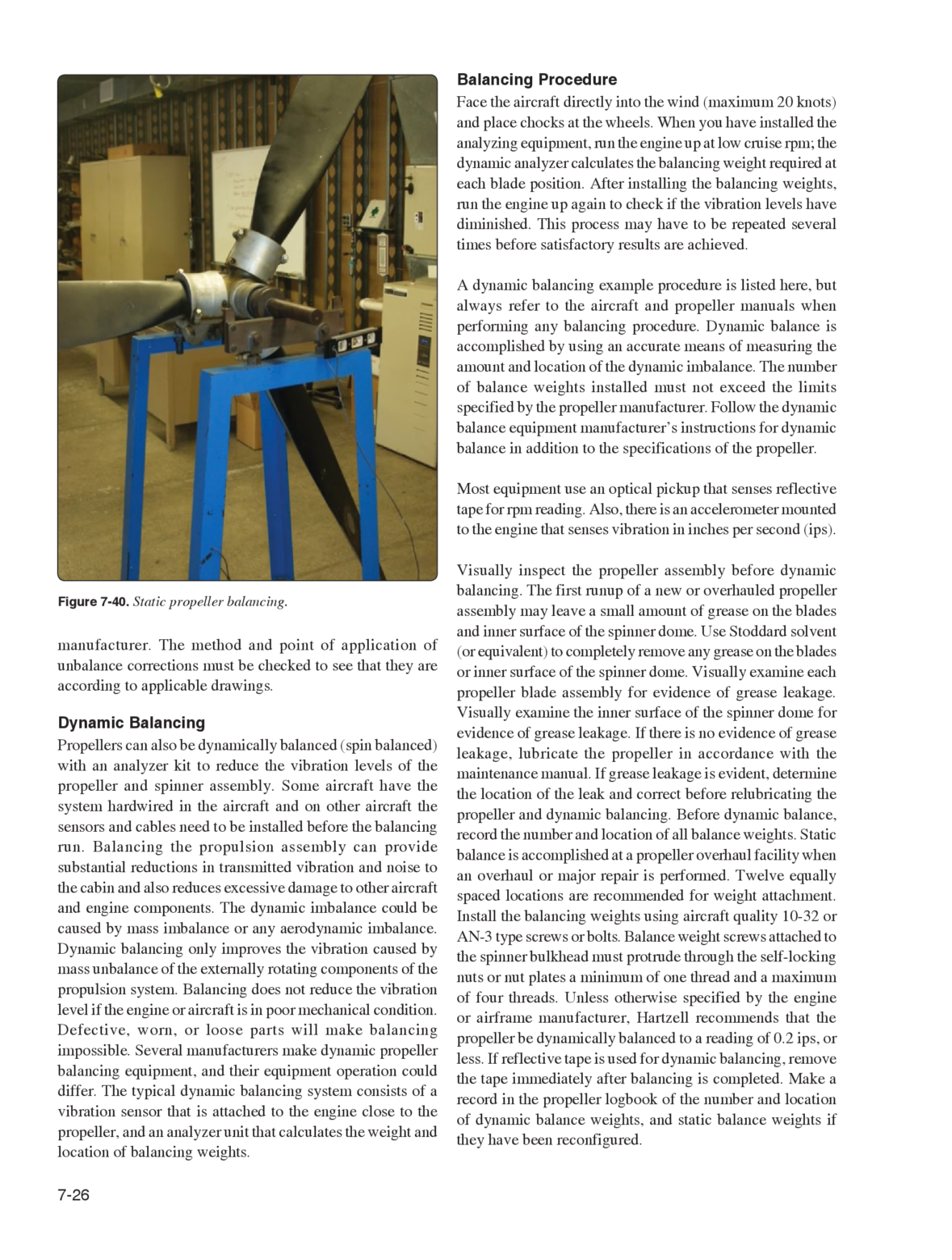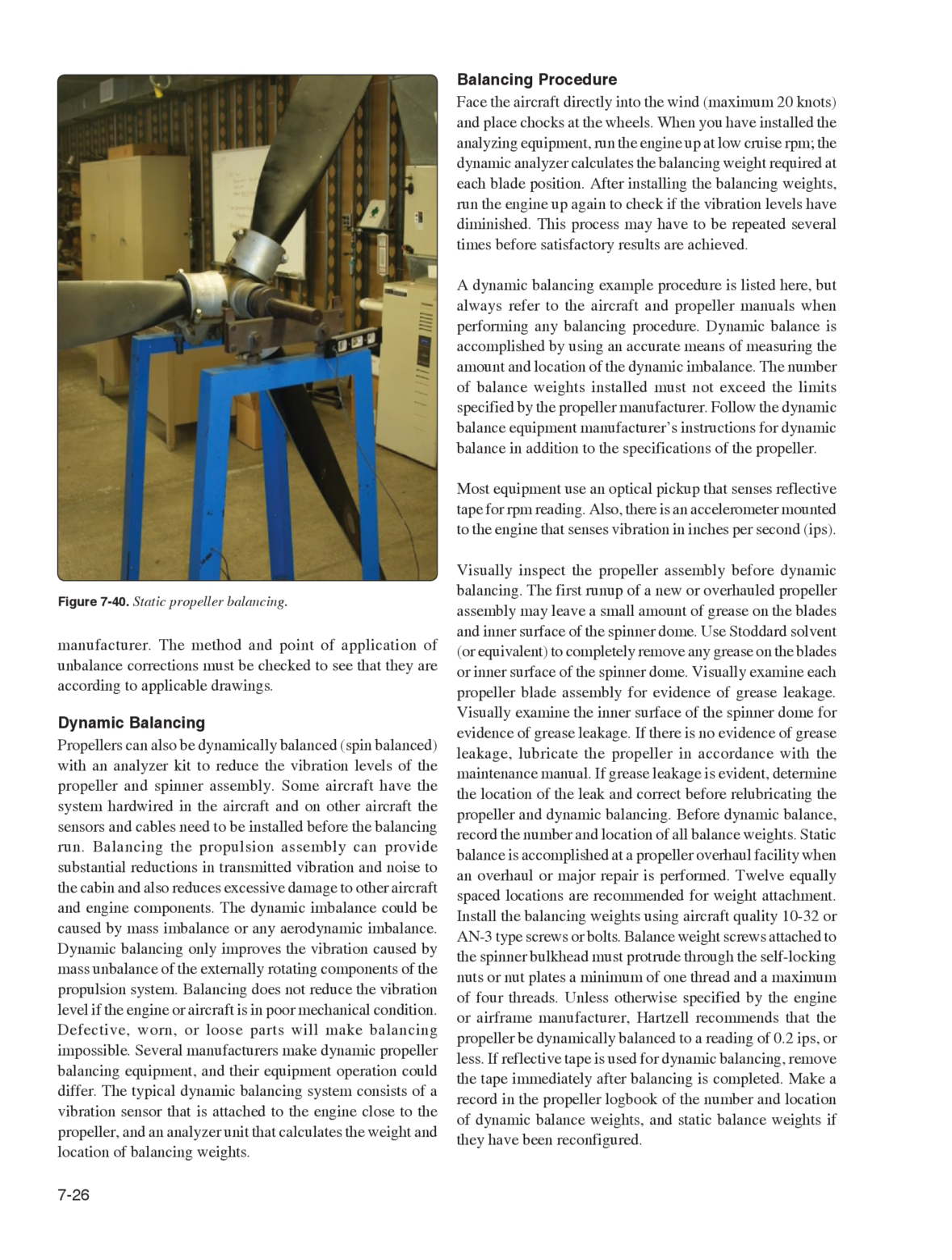A dynamic balancing example procedure is listed here, but always refer to the aircraft and propeller manuals when performing any balancing procedure. Dynamic balance is accomplished by using an accurate means of measuring the amount and location of the dynamic imbalance. The number of balance weights installed must not exceed the limit specified by the propeller manufacturer. Follow the dynamic balance equipment manufacturer's instructions for dynamic balance in addition to the specifications of the propeller. Most equipment use an optical pickup that senses reflective tape for RPM reading. Also, there is an accelerometer mounted to the engine that senses vibration in inches per second, IPS.